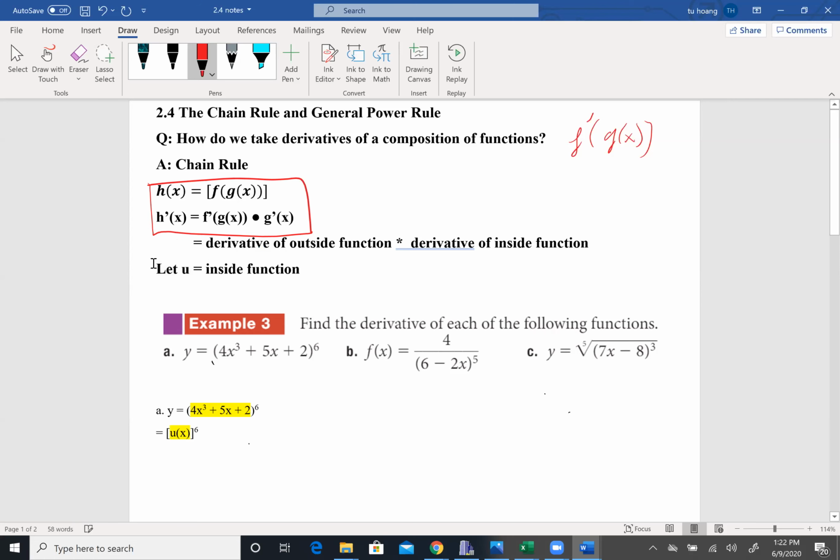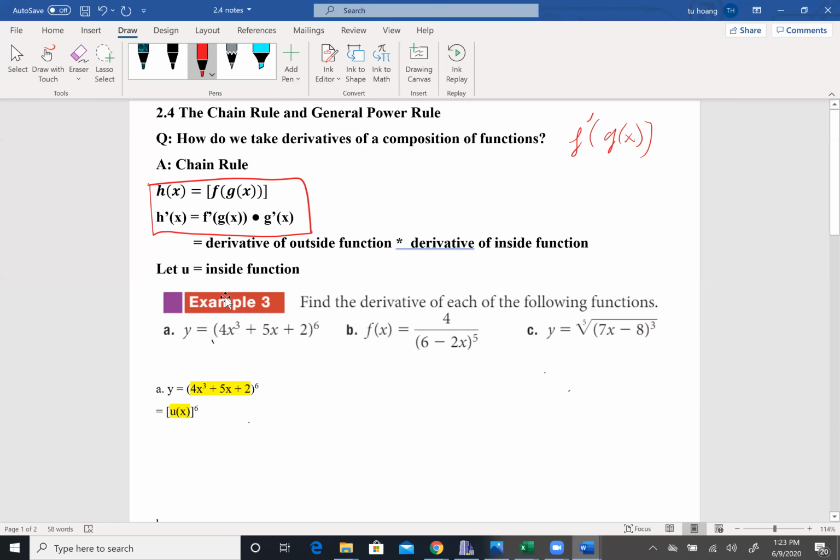So that is the chain rule. And in order to use the chain rule, you usually let a letter like u be the inside function. Okay, so let's do an example. I have example 3 here, and I want to find the derivative of each following function. Problem A: I have y equal to (4x cubed plus 5x plus 2) to the power 6.